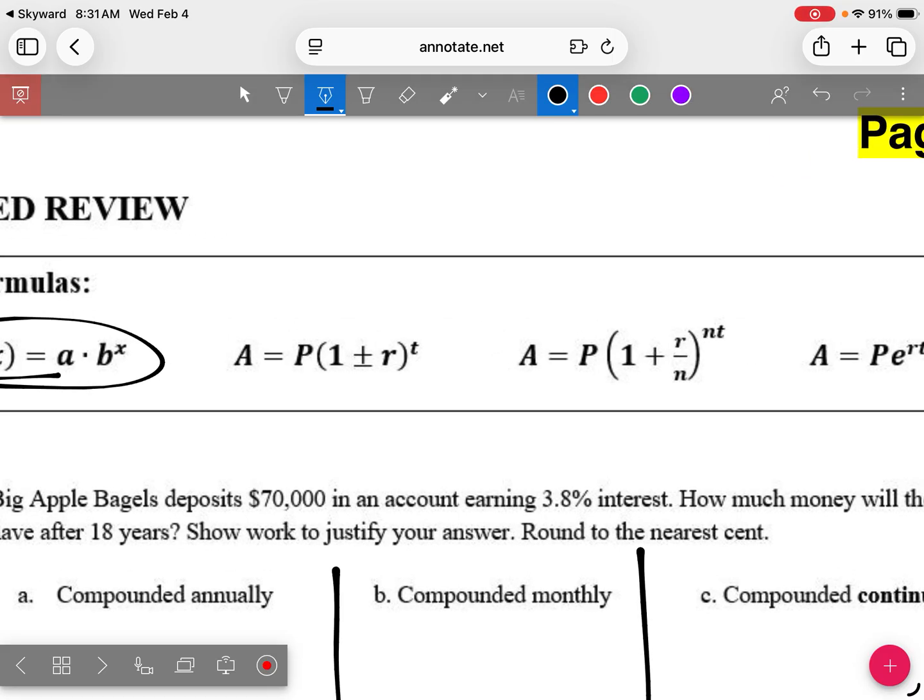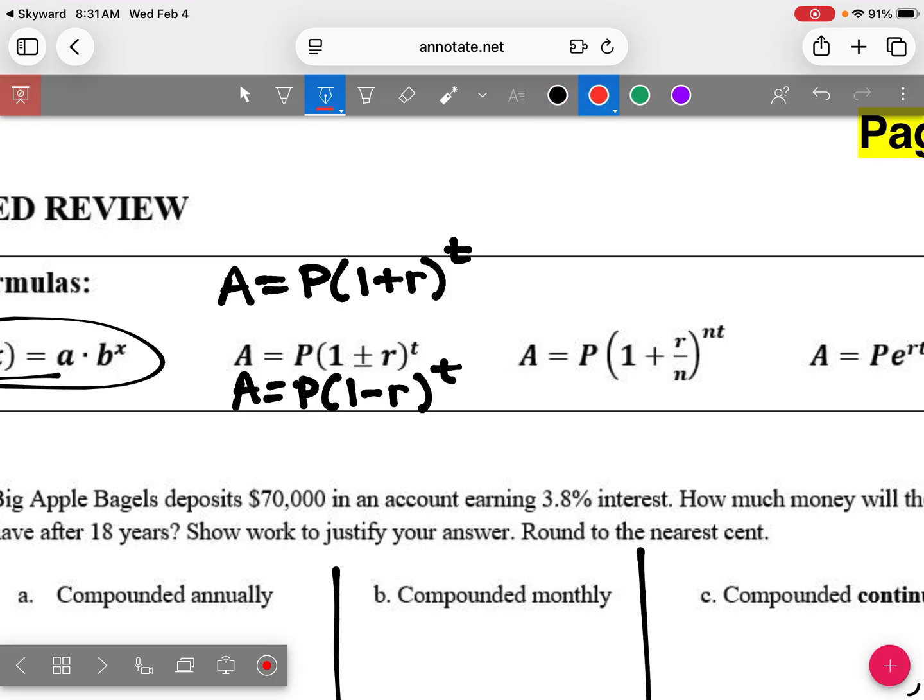So we have A equals P times 1 plus R to the power of T. A equals P times 1 minus R to the power of T. I'm going to call this formula A and this one formula B. And then we have this formula, which I'm going to call C. And we have this formula, which we're going to call D.